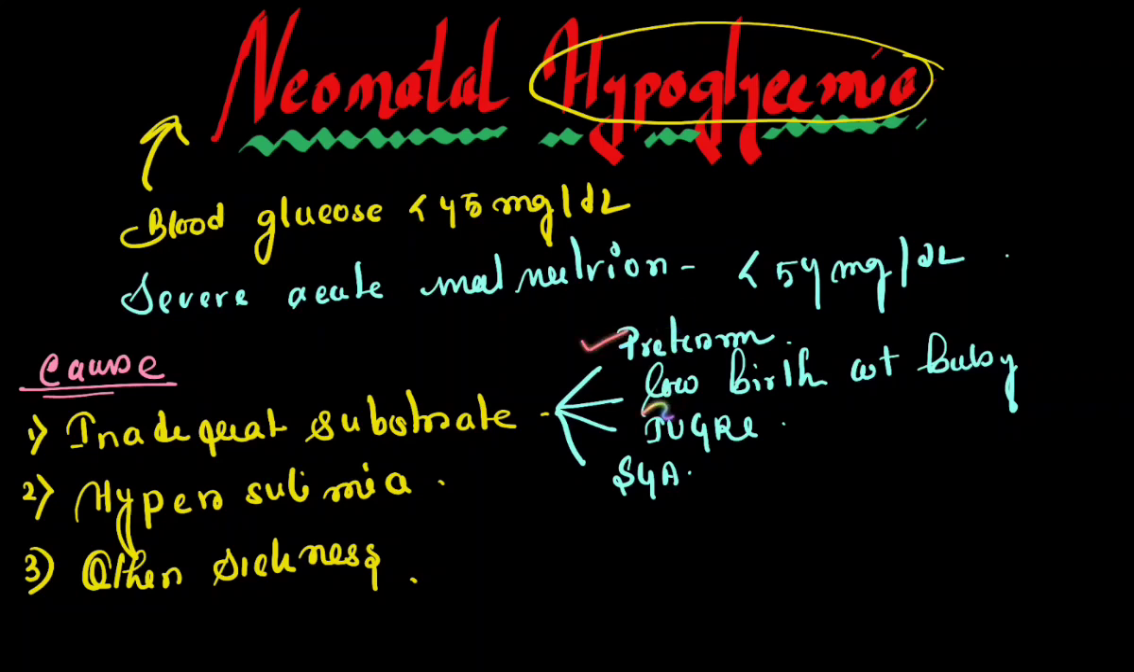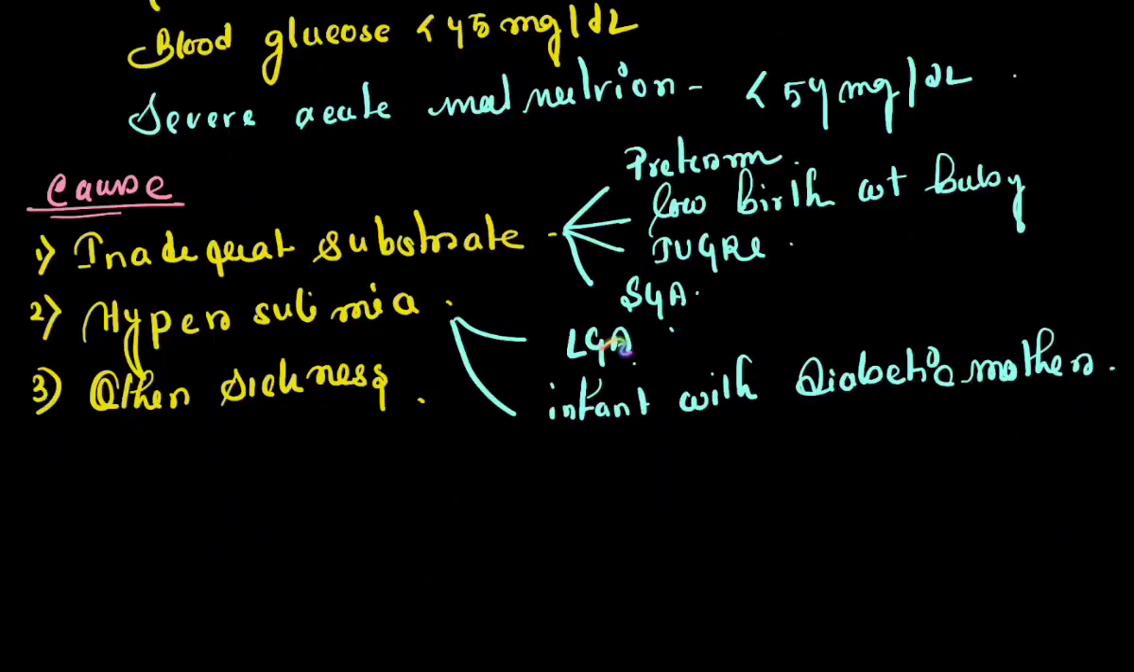So, in case of preterm, low birth weight baby, intrauterine growth retardation and small for gestational age, the neonates are not able to store glycogen appropriately, and they also have impaired ability to generate glucose through gluconeogenesis. So, hypoglycemia can occur.